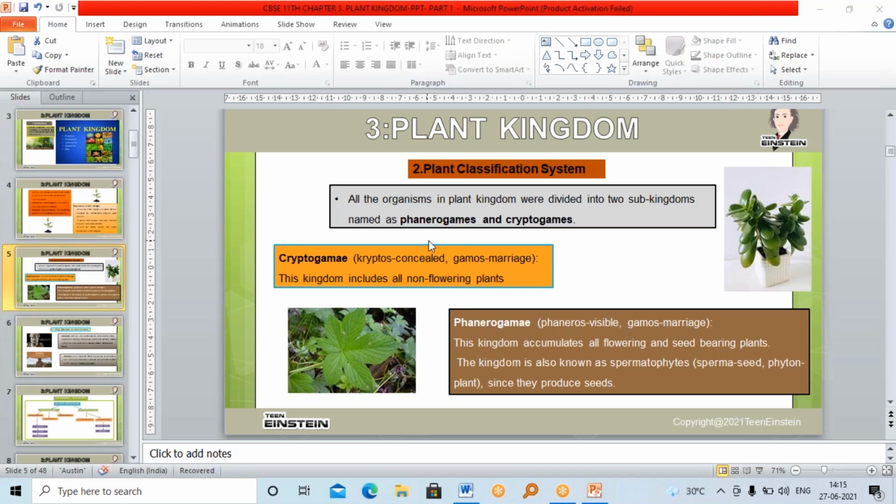Any doubt up to this? The new terminologies which you are getting, you should note down all those things, okay? Otherwise, you can take a screenshot of all these things.